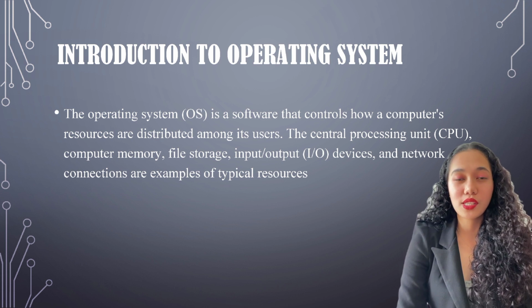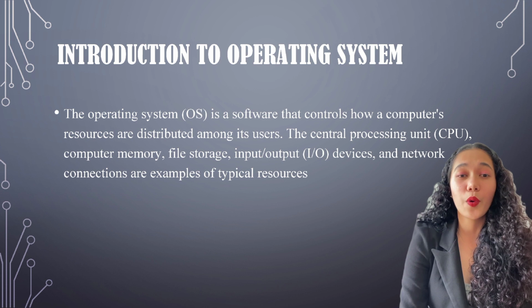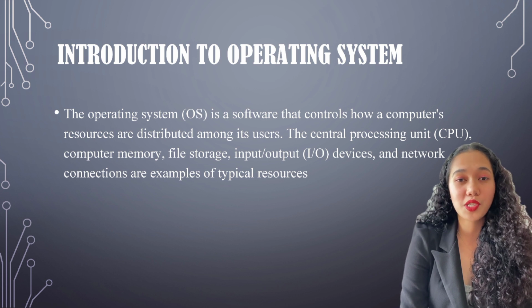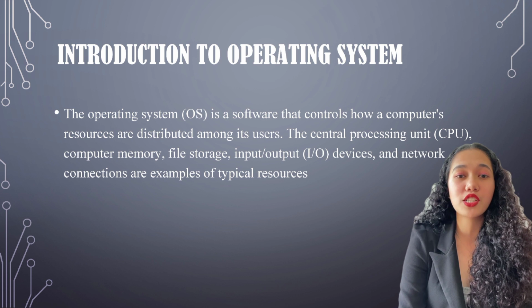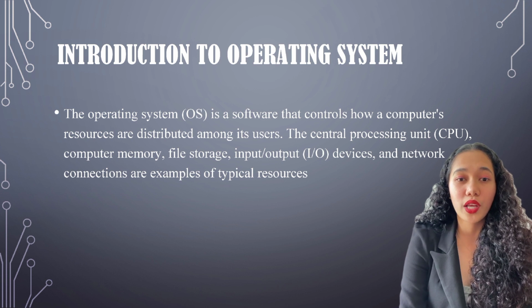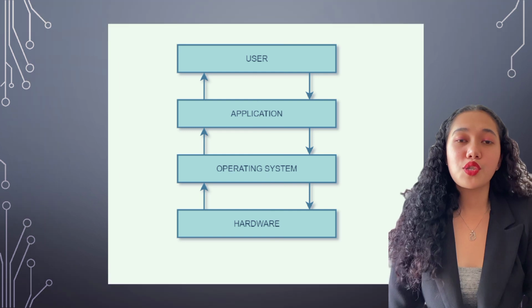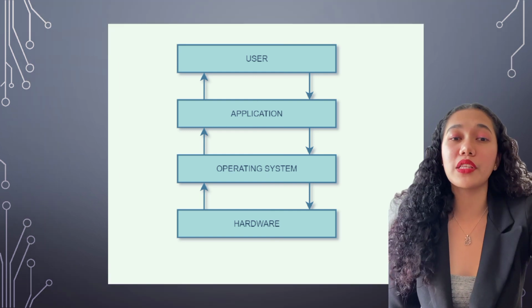The operating system, or OS, is software that controls how a computer's resources are distributed among its users. The central processing unit, or CPU, computer memory, file storage, input or output, or I/O, devices, and network connections are examples of typical resources. This graph shows how an operating system functions.